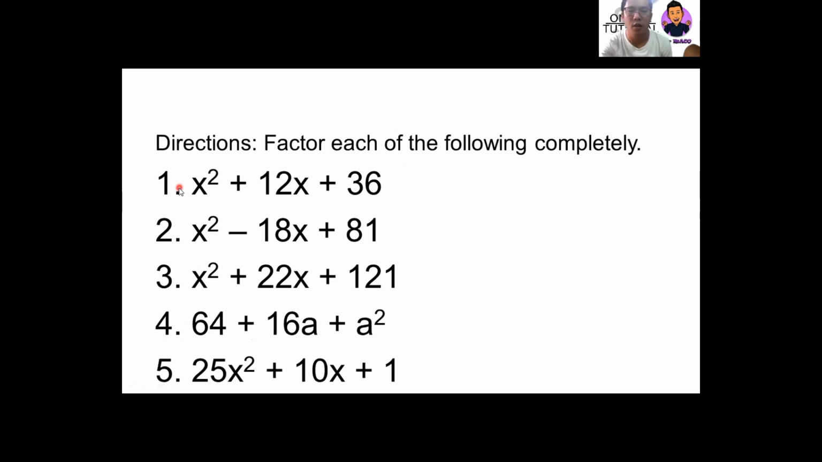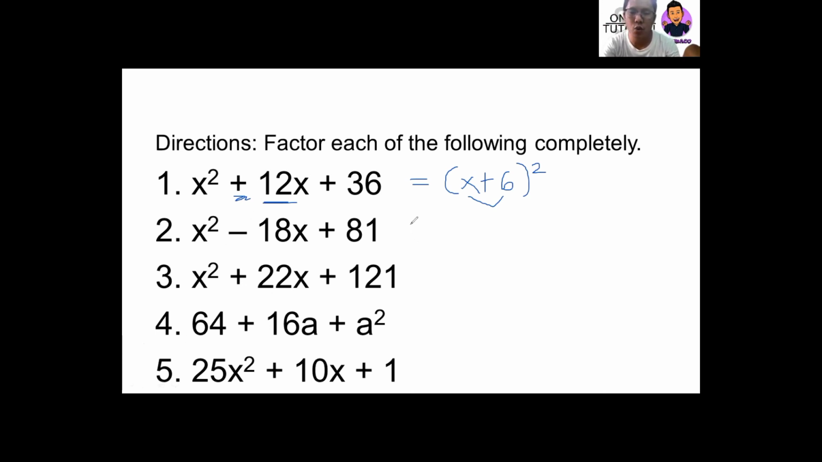Okay, example. So number 1, factor each of the following completely. This is the square root of x squared, that is x. The square root of 36, that is 6. Then the sign should be the sign of the middle term. So that is x plus 6 squared. And also check for the middle term. The middle term should be twice the product of x and 6. The product of x and 6 is 6x times 2, that is 12x.